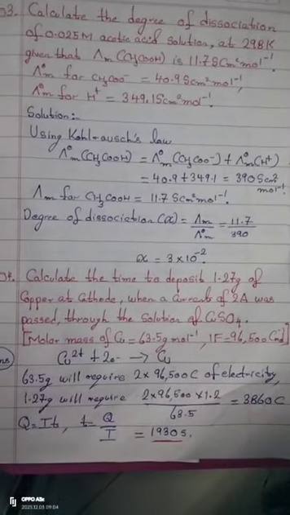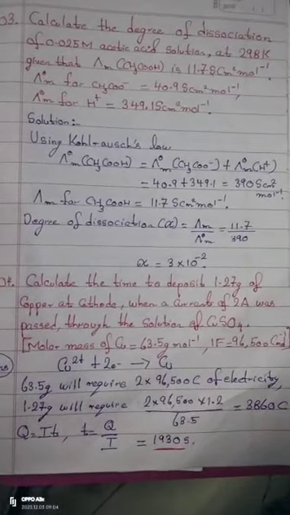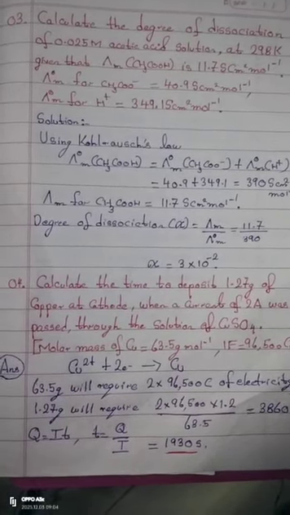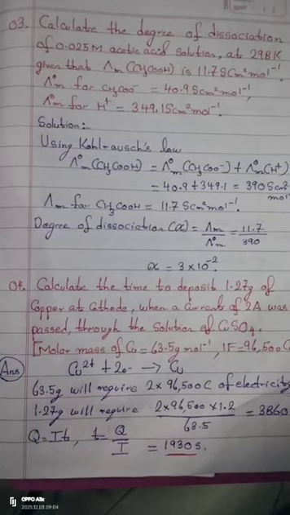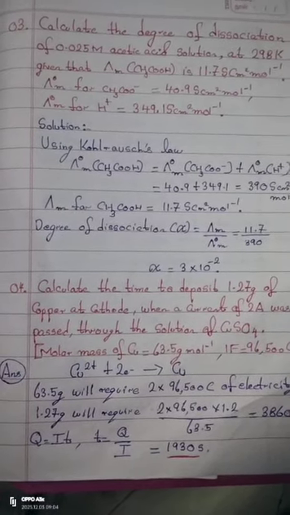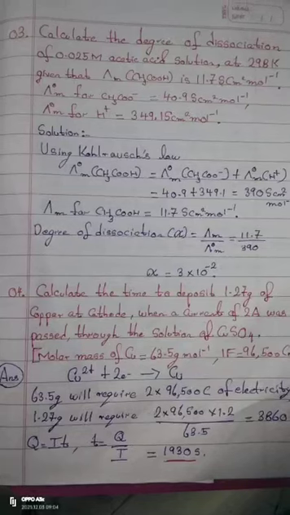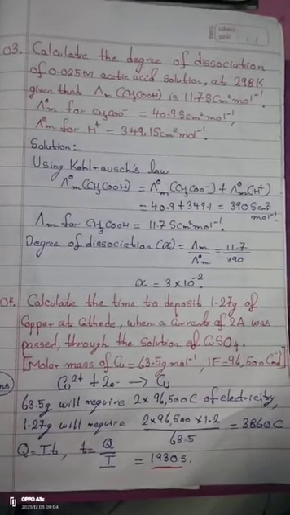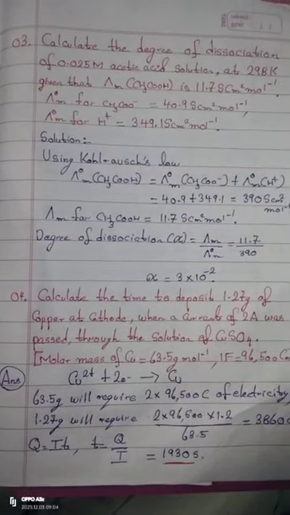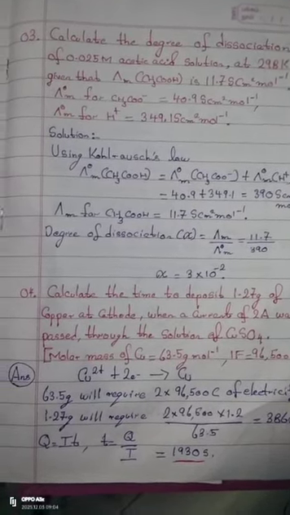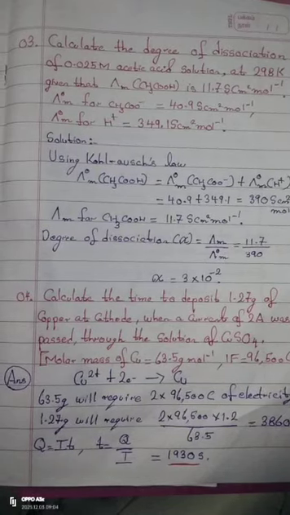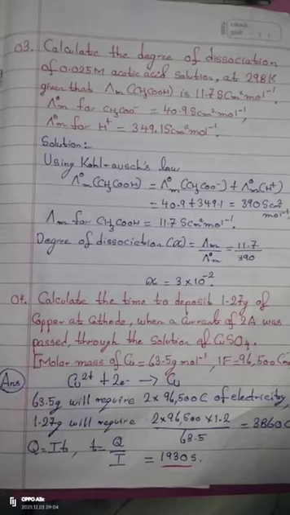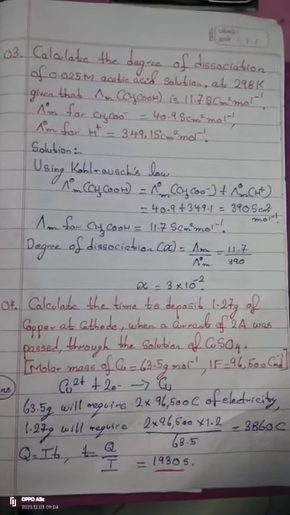The next problem is calculate the time to deposit 1.27 gram of copper at cathode when a current of 2 amperes was passed through the solution of copper sulfate. Molar mass of copper is 63.5 gram per mole. 1 Faraday, as we all know, is 96,500 coulombs. Copper gains 2 electrons to become copper. So 63.5 gram will require 2 Faradays, that is 2 × 96,500 coulomb of electricity, because the number of moles of electron involved is 2.